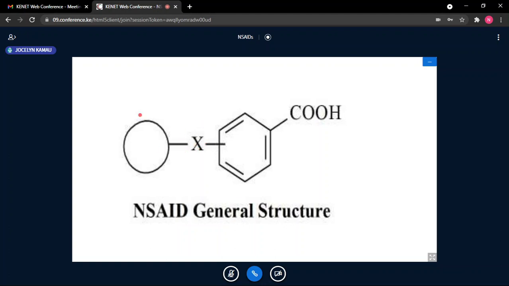But there are those that, again, this second group is attached directly. There are some, like naproxen, where this second hydrophobic group is fused. Naproxen has a naphthyl ring. A naphthyl ring is a phenyl ring fused with another phenyl ring. So this might be a general structure, but it differs. It changes depending on the group you are discussing.